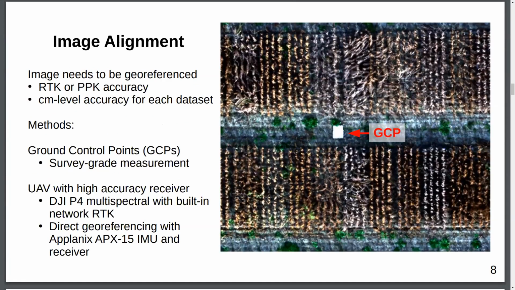So a really key point is aligning those images. Your images need to be georeferenced, so this would be RTK or PPK, real-time kinematic or post-processing kinematic level accuracy, so centimeter level accuracy for your images. There are a few methods to do this. In the paper, we describe using ground control points, or GCPs. These are essentially targets that you put out in your field, whether that is a patio tile like we use, you can see it's a white patio tile there, about 3 by 4, I think.